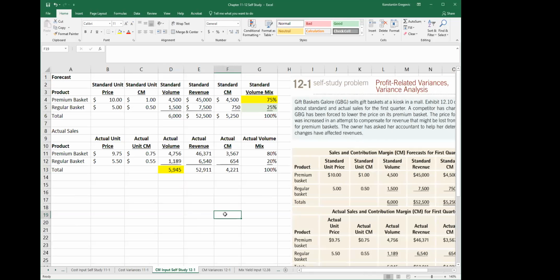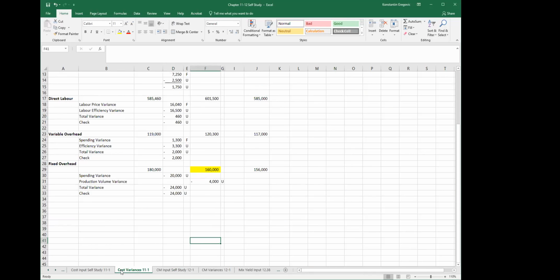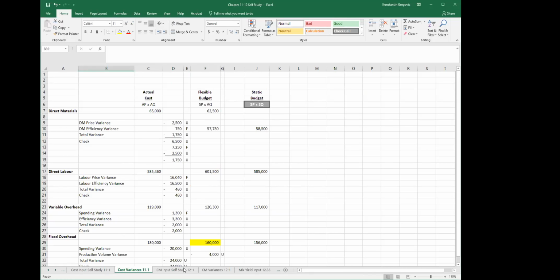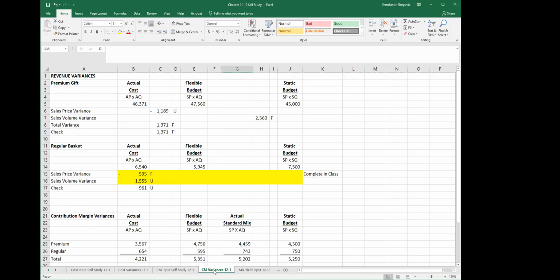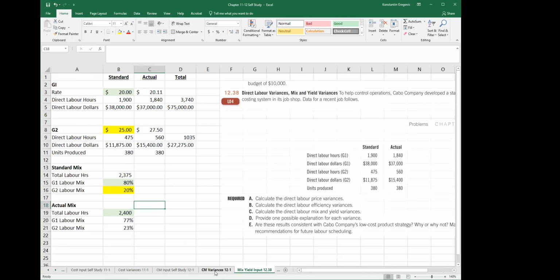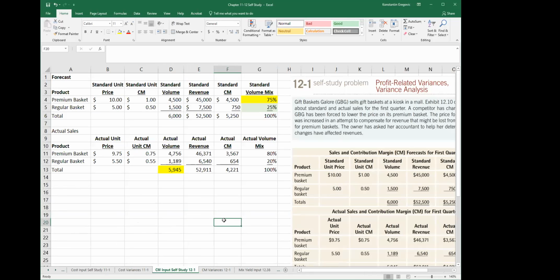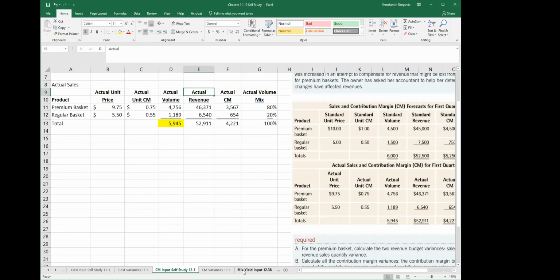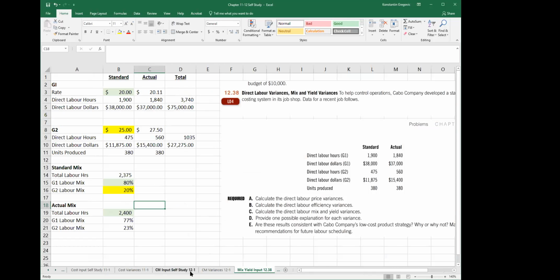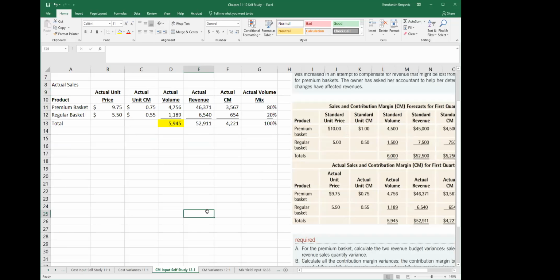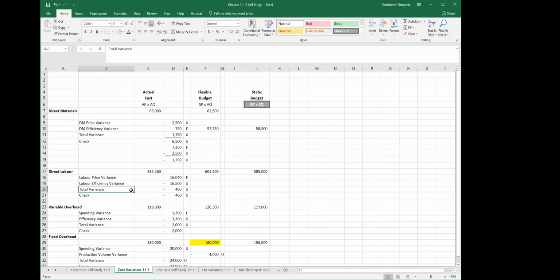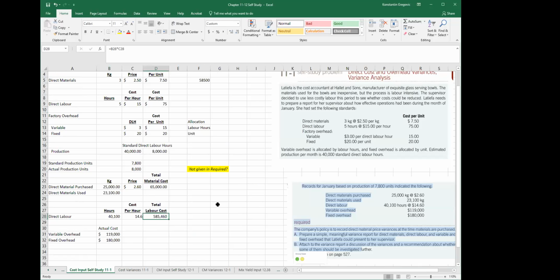I had another question set up for self-study 12.1. This is our contribution margin variances. But we've obviously run out of time. So for the midterm, you're only responsible for standard costs. For our next class, I will send you the lesson notes for chapter 12. We're going to go over these contribution margin variances, mixed yield variances. Chapter 12 will be covered in your final exam. You're only responsible for cost variances.